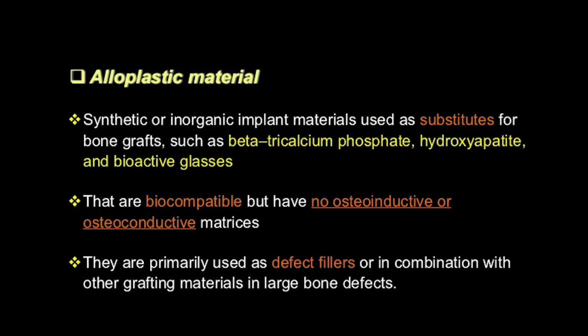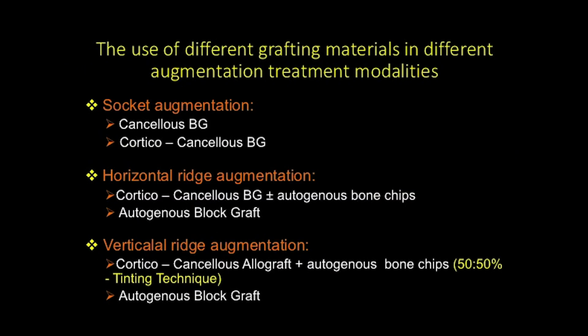Last, the alloplastic materials. They are synthetic or inorganic implant materials used as a substitute for bone graft, such as beta-tricalcium phosphate, hydroxyapatite, or bioactive glass material. They are biocompatible but have no osteoinductive or osteoconductive properties. I call these materials defect fillers. But sometimes if you have a large defect, you can use them in combination with other allograft or xenograft material to fill the defect. Where do we use these materials?